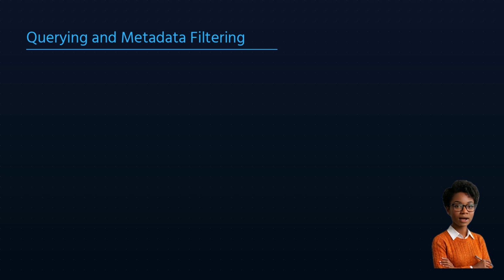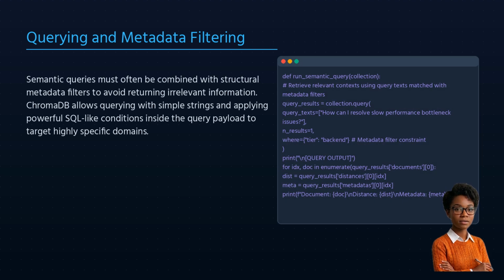Now let's see how fast we can retrieve this information. We pass our natural language question into collection.query. But we don't stop there. We apply a powerful where filter to enforce that the retrieved document must belong to the backend tier. This makes our retrieval process extremely precise and cost-effective for large production systems.